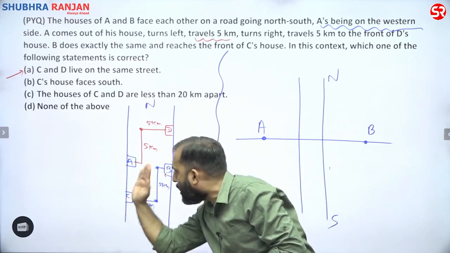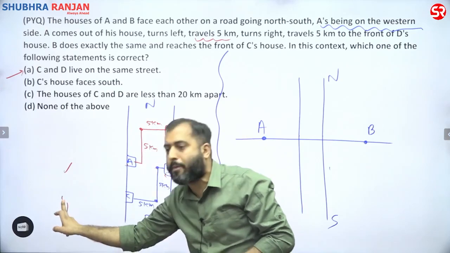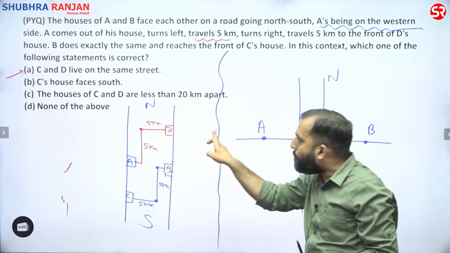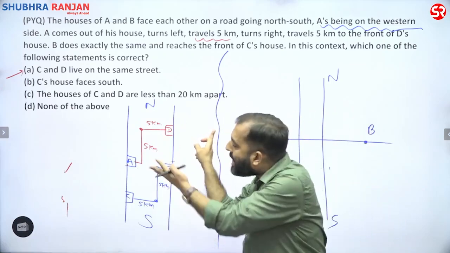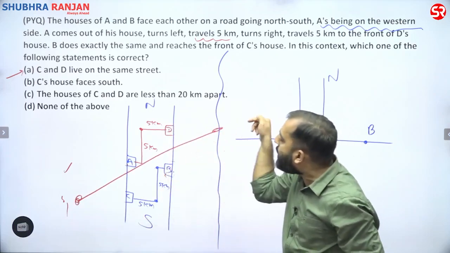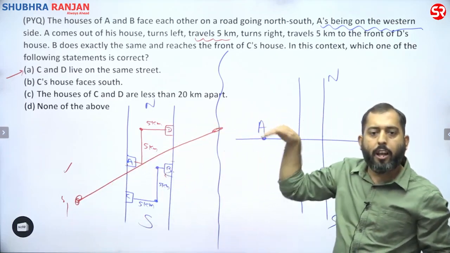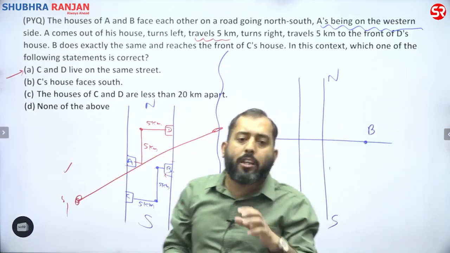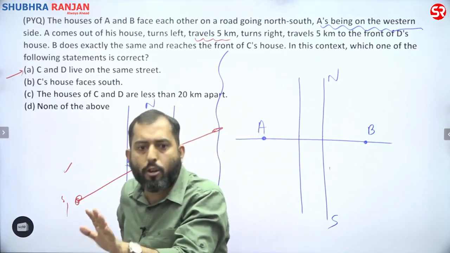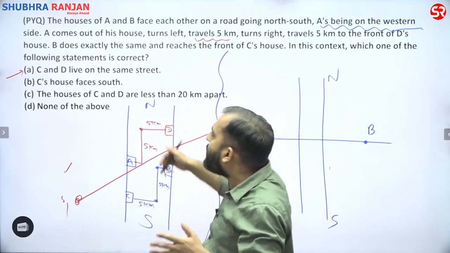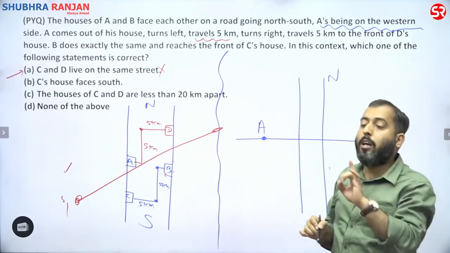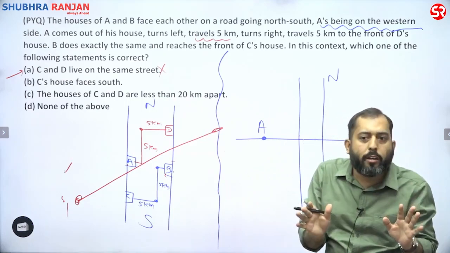So it might be possible that the house C is after A, somewhere over here, and the house of D is after B, somewhere over here. So in that scenario, the houses of D and C will be diagonally opposite to each other. Now when houses are diagonally opposite to each other, we don't say they lie on the same lane, or on the same street. Getting it, guys? So option A is not the right answer here. Is my reasoning okay to everyone?